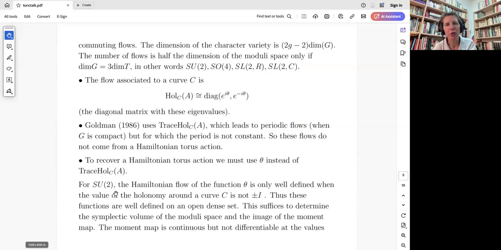For SU2, the Hamiltonian flow of the function theta is only well-defined when the value of the holonomy around a curve is not plus or minus the identity matrix. So these functions are well-defined on an open dense set, in other words, where these values don't appear. And this suffices to determine the symplectic volume of the moduli space and also the image of the moment map. The moment map is continuous, but not differentiable at these values.